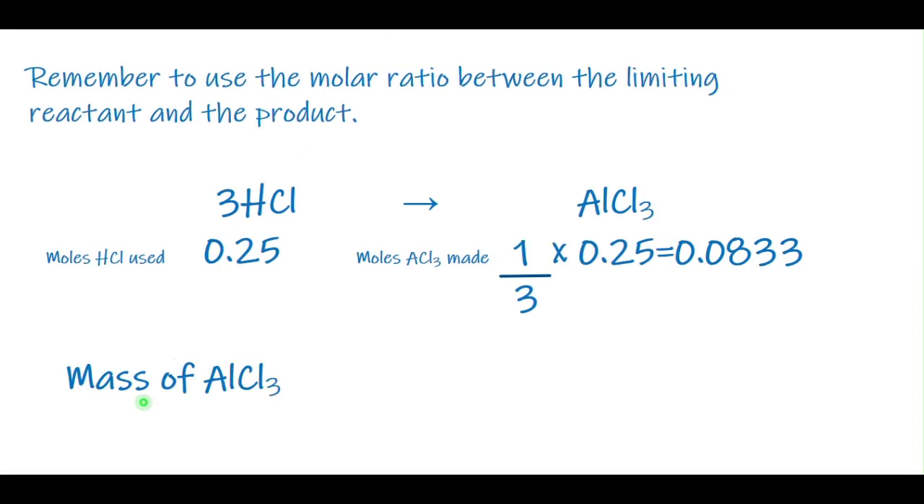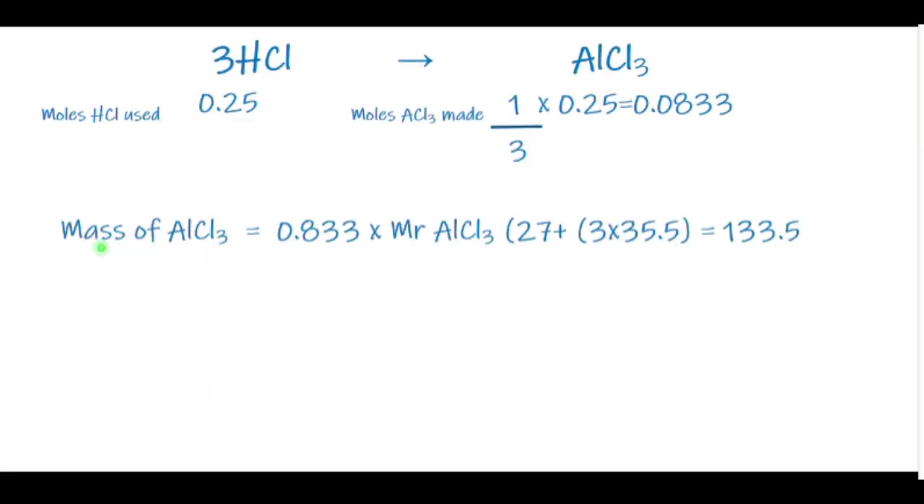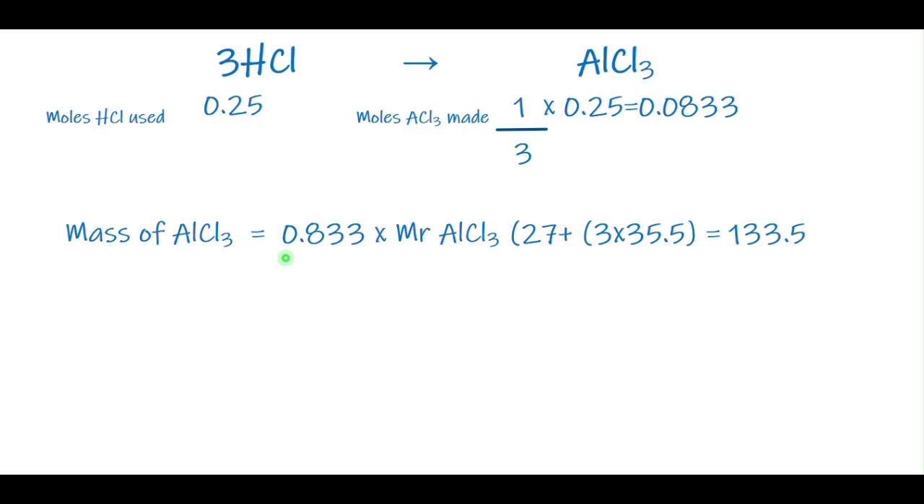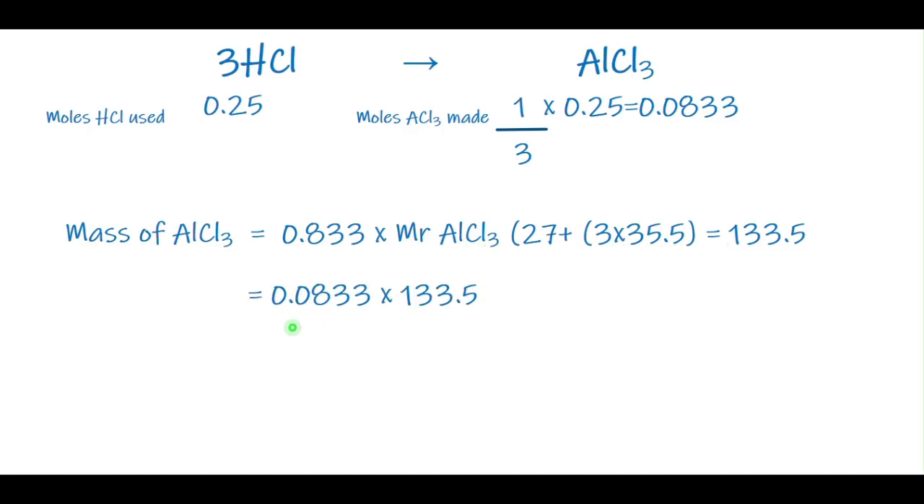Calculate the mass of aluminium chloride by using Mr, Moles with a mass on his head triangle, where mass is the number of moles times the Mr. We'll work out the Mr of aluminium chloride. That is 27 plus 3 times 35.5, and that comes out at 133.5. So the number of moles, 0.0833 times the Mr, 133.5, gives us a final answer of 11.1 grams if we round to 3 sig figs.